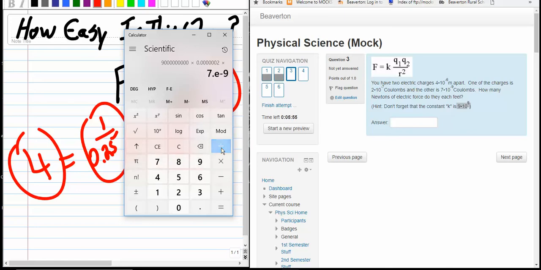And then divided by, and then what do we have here? The distance is 4 times 10 to the negative 6, but don't forget that gets squared, and then we just hit equals. So I get 787,500. 787,500. Let's see what's next.